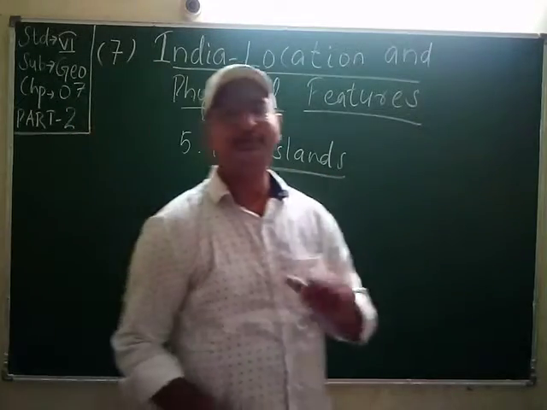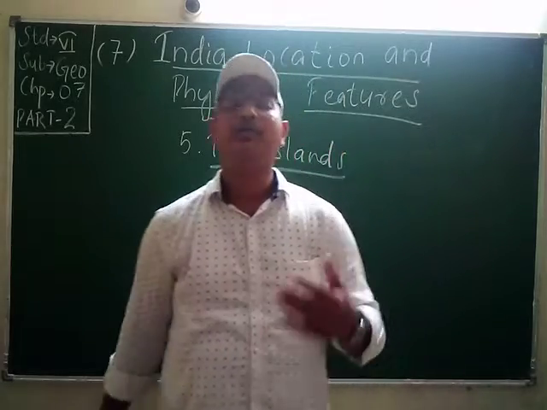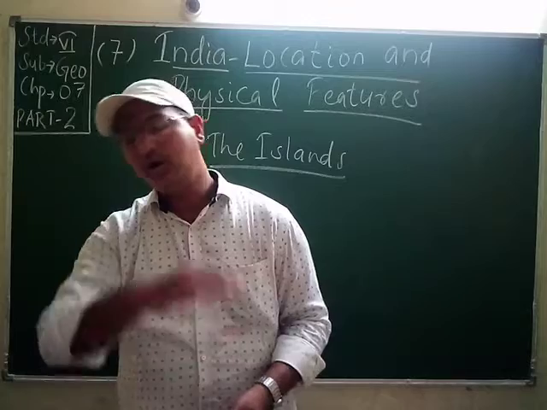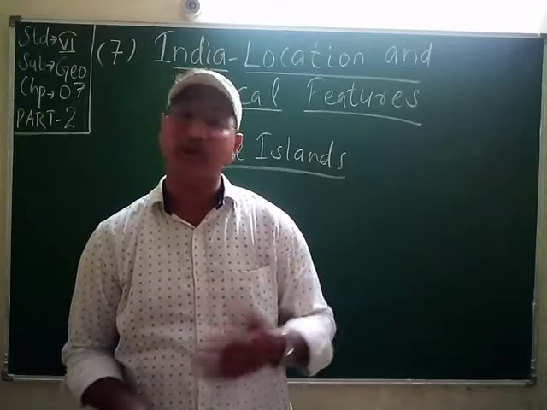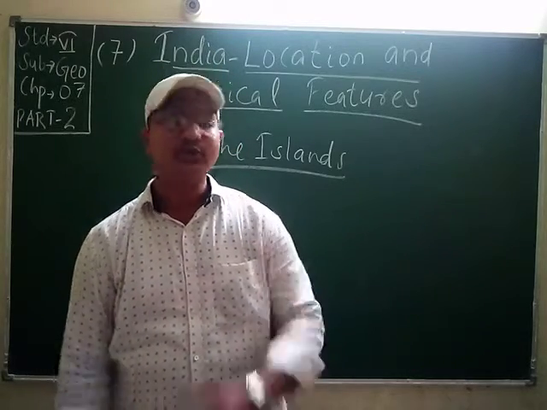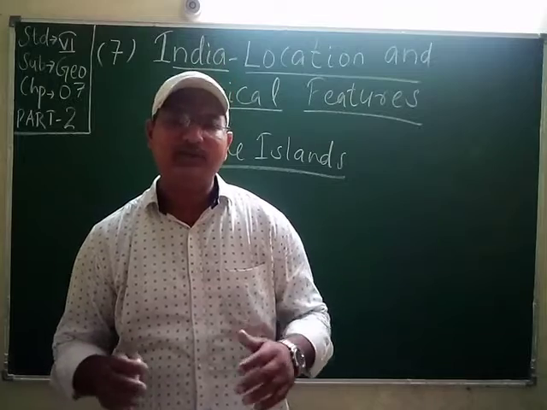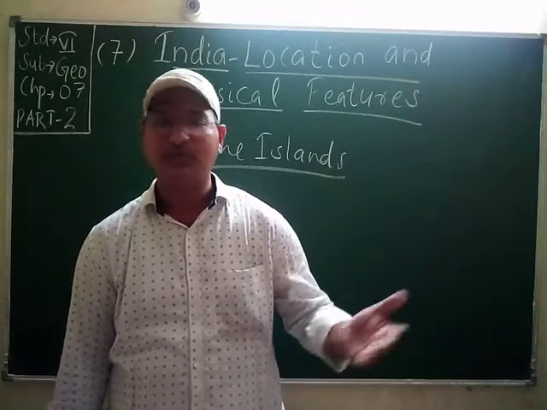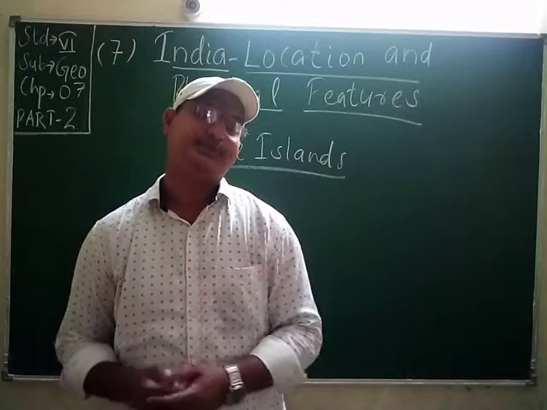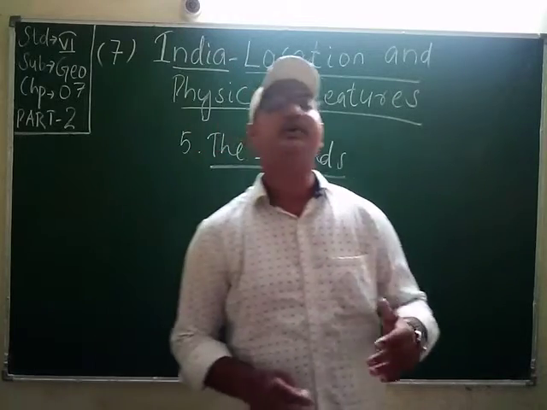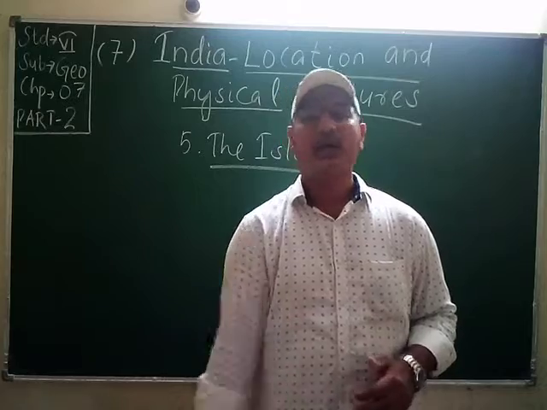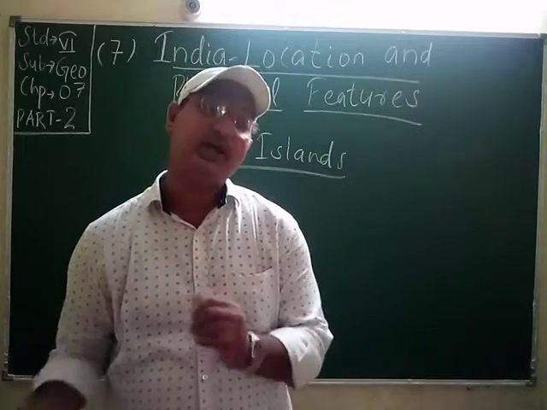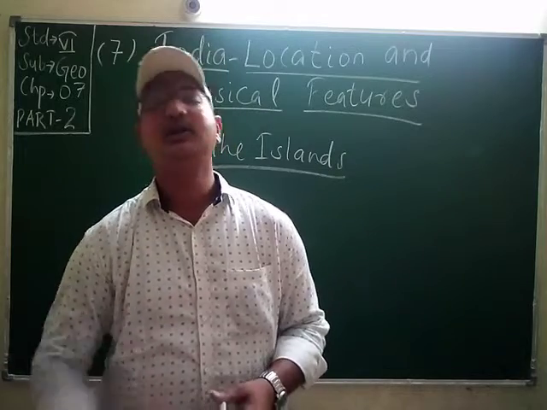What is an island, students? If a land mass is covered by water on all sides. Students, what is a peninsula? I have told you in the previous video, in part 1, that if a land mass is covered by water on three sides, it is called a peninsula, which is our South India. But if a land is covered by water from all sides, for example Sri Lanka, Andaman Nicobar Islands, Lakshadweep, Australia is an island continent, that is called an island.